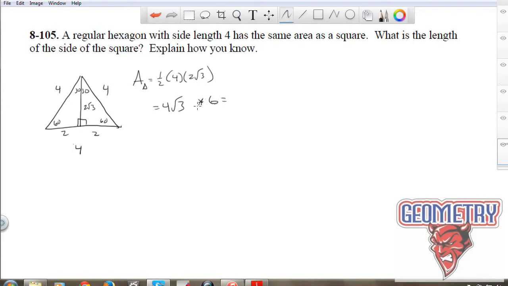But there's 6 of those. So 6 times 4 root 3 is 24 root 3. So that's the area of the hexagon, which means that it's also the area of the square. So 24 root 3 equals the side squared. So in order to find this side, we're going to have to take the square root.